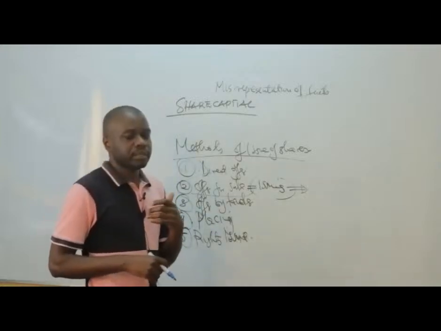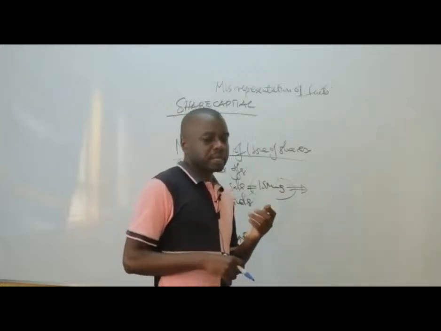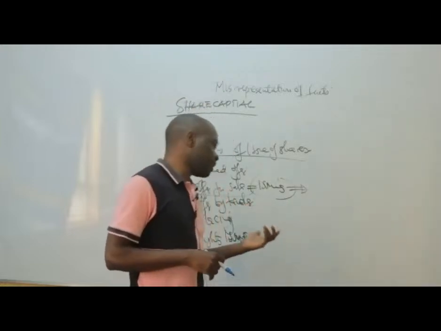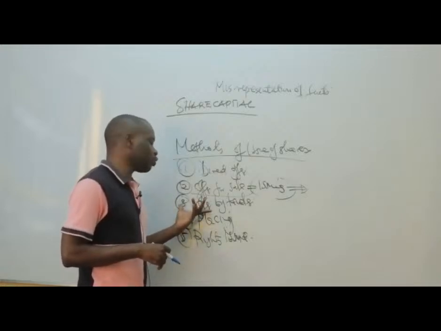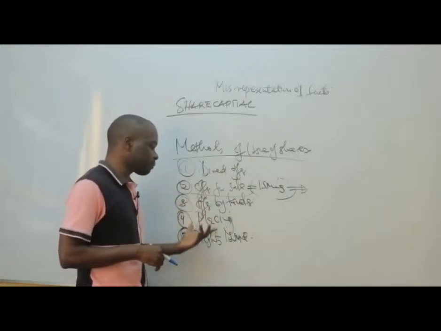Offer by tender. The company simply invites bids, and those who quote the expected price by the company are the ones who will be given the shares, or allotted the shares, by the company.